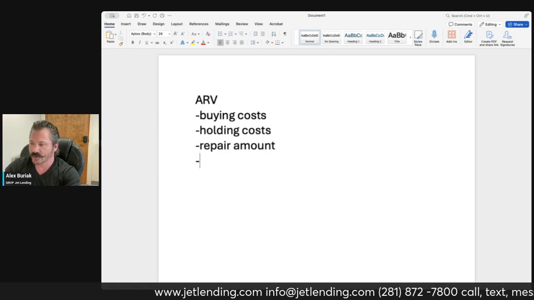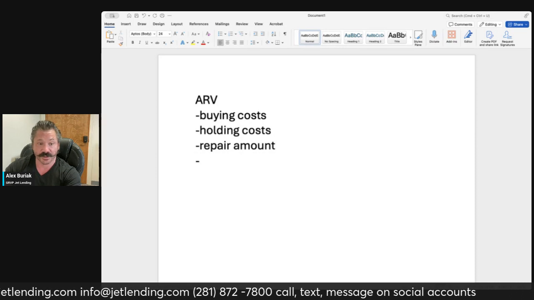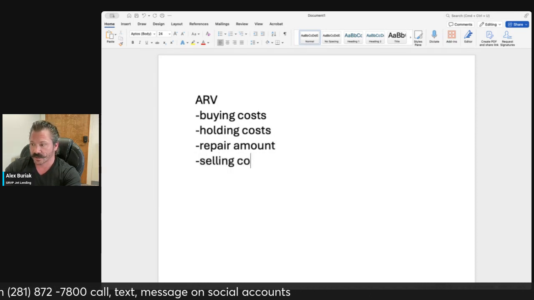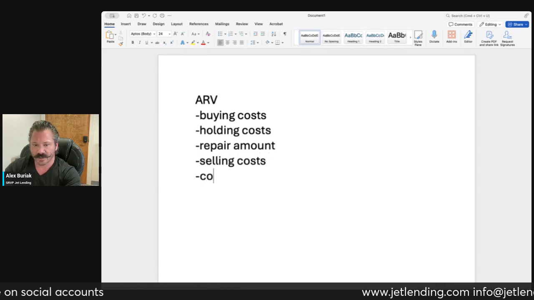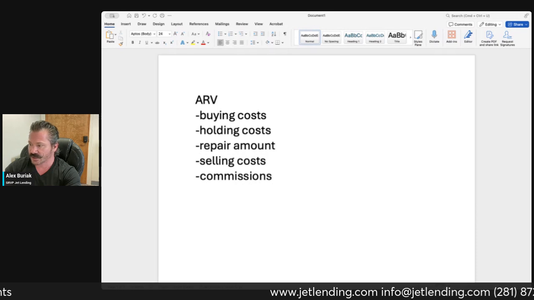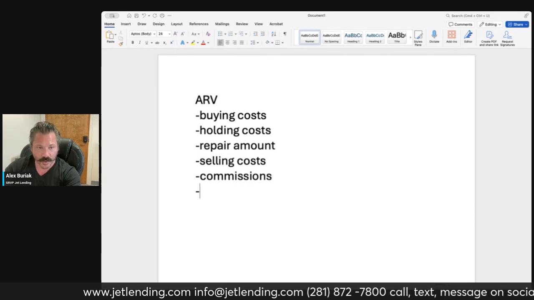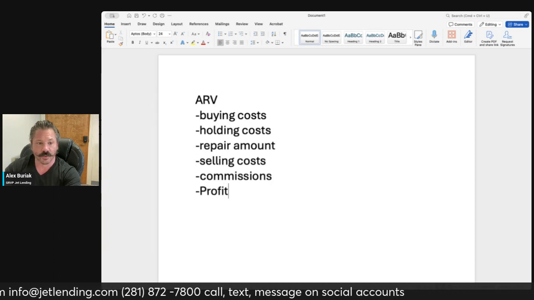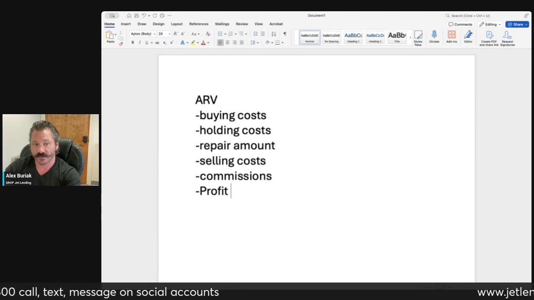you subtract any cost to sell it. Most likely you're going to have to pay another title fee, commissions to another agent, things like that. So selling costs, and let's do commissions separately. Commissions to agents. Here's the one variable that most investors forget: your profit you want to make. So if you actually have a dollar amount in mind, this is the equation for you.